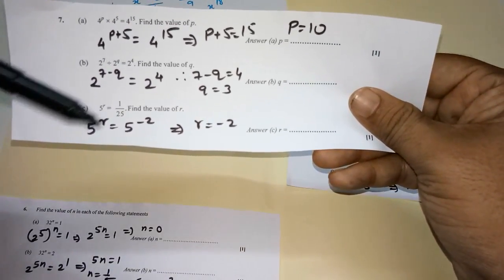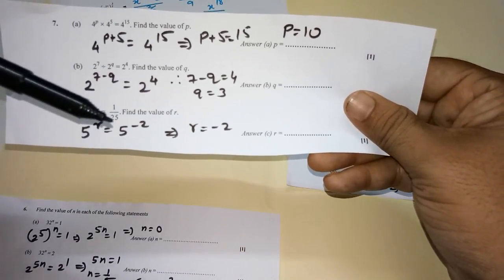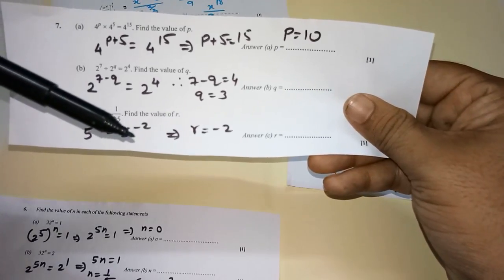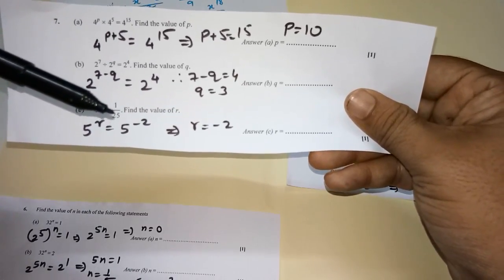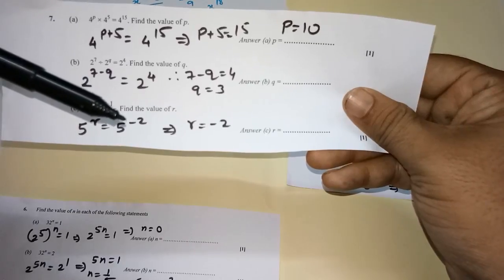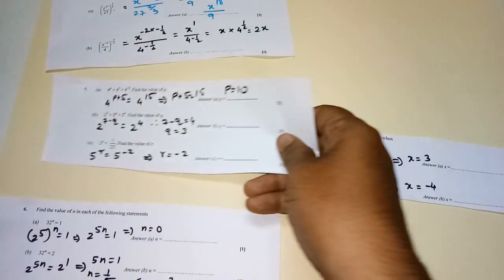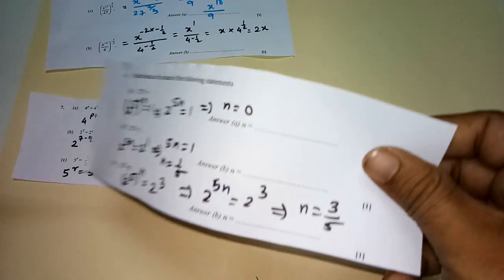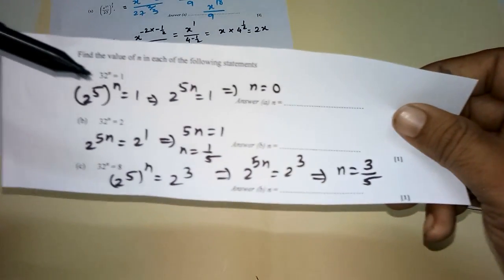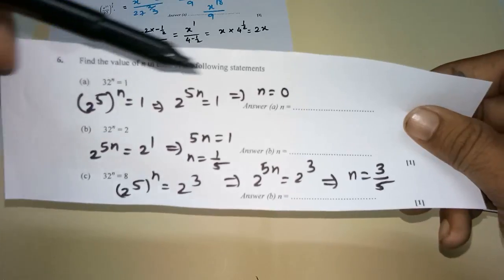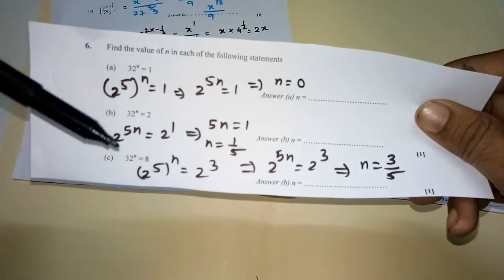Now 5 to the power r equals 1 upon 25. 1 upon 25 can be written as 5 to the power negative 2, because 1 upon 5 square, and if you take it up, it will become 5 to the power negative 2. Straight away gives you r as negative 2. The next one is anything to the power 0 is automatically 1. So that straight away gives you n as 0.